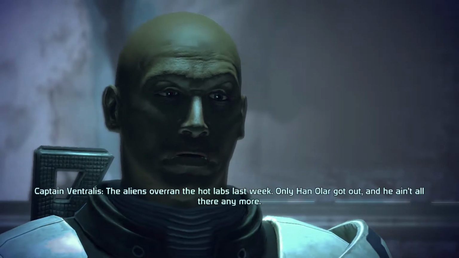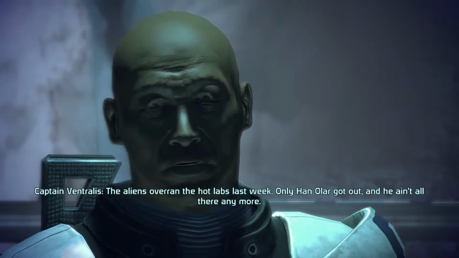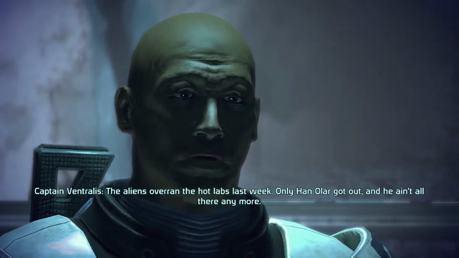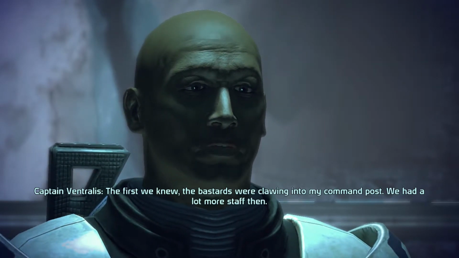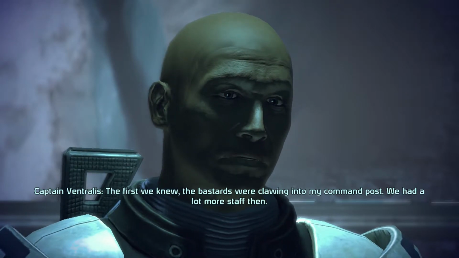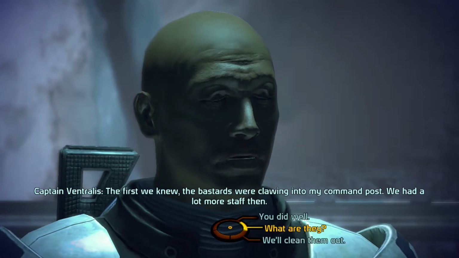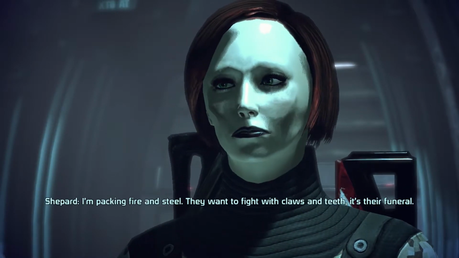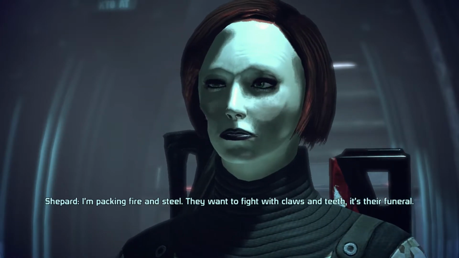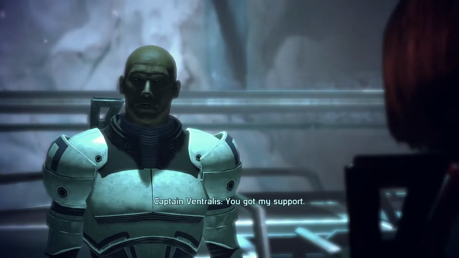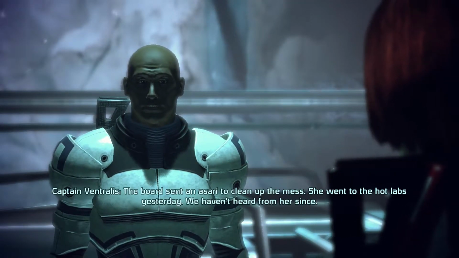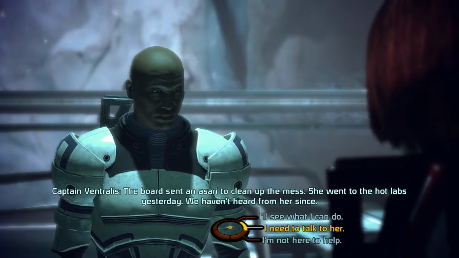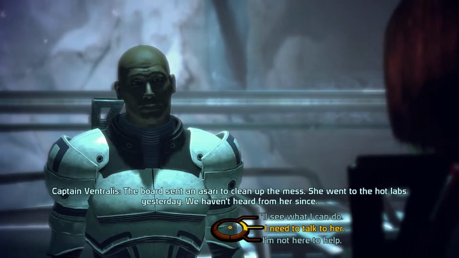The aliens overran the hot labs last week. Only Han Olar got out, and he ain't all there anymore. The first we knew, the bastards were clawing into my command post. We had a lot more staff then. I'm packing fire and steel. They want to fight with claws and teeth, it's their funeral. You got my support. The board sent an Asari to clean up the mess. She went to the hot labs yesterday. We haven't heard from her since.